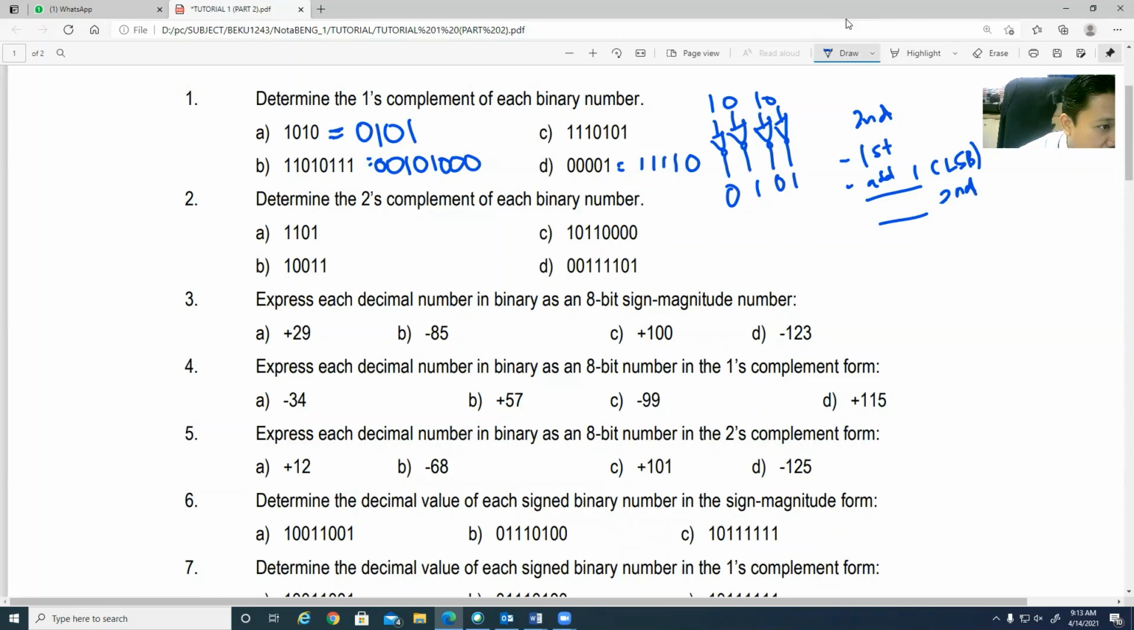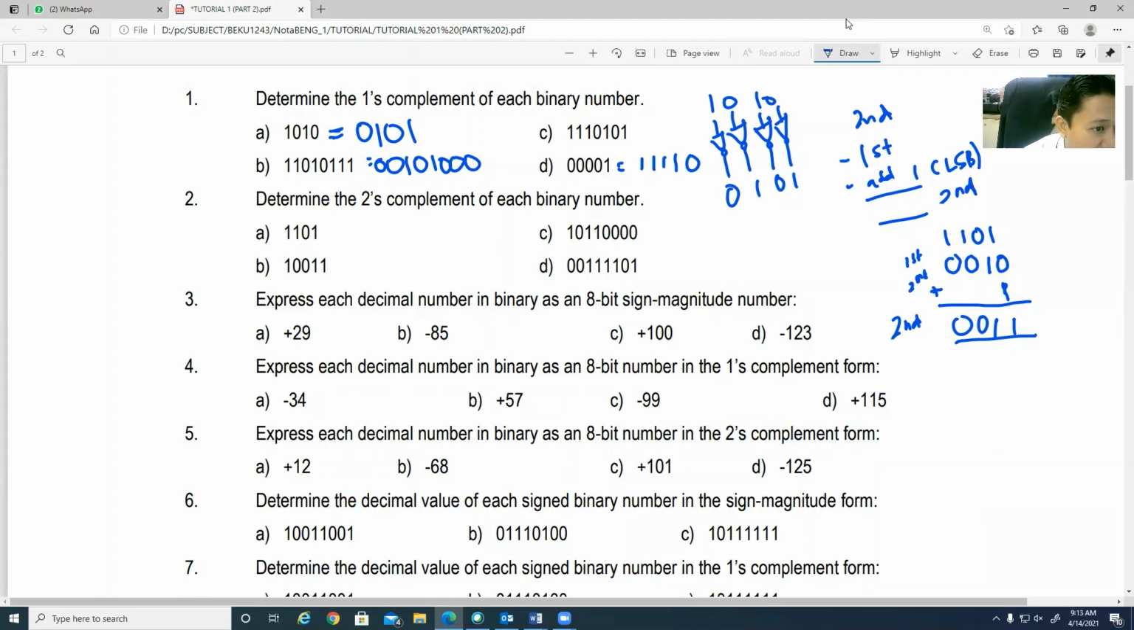So you can see this one. We have 1 1 0 1. The first complement will be 0 0 1 0, and this is the first step. Second step, we have to add one at the least significant bit. 0 plus 1 will be 1, so the answer is 0 0 1 1. So this is what we call the second complement for 1 1 0 1.